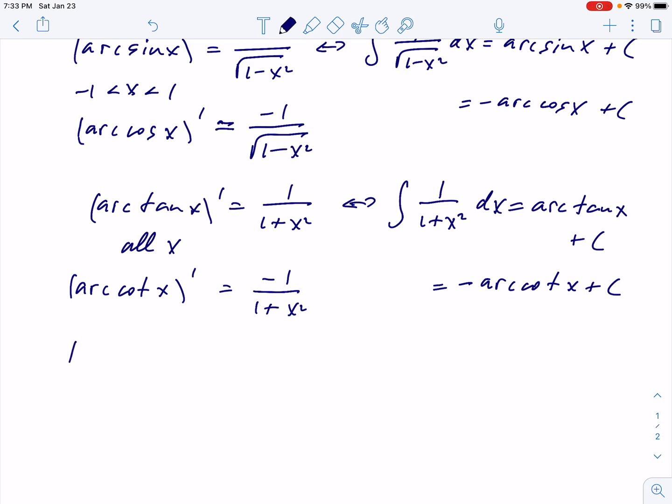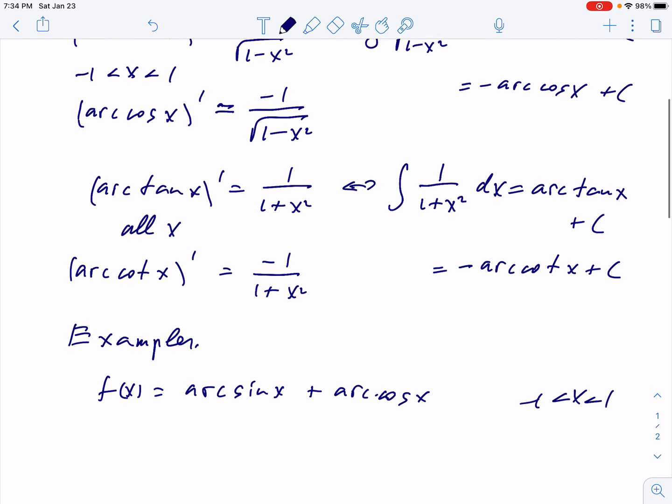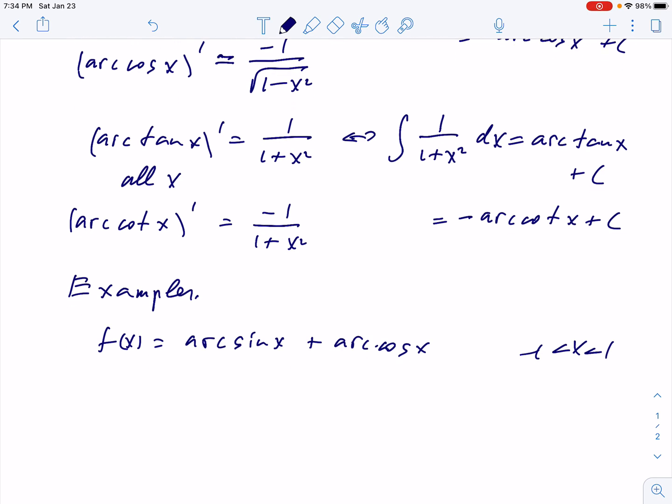Now, examples. I want to start with this. Take the function f(x), which is arc sine x plus arc cosine x. And I want to differentiate this function and see what is the derivative. These two functions have both a domain between -1 and 1. And because I'm writing derivatives, I shall take the open interval.